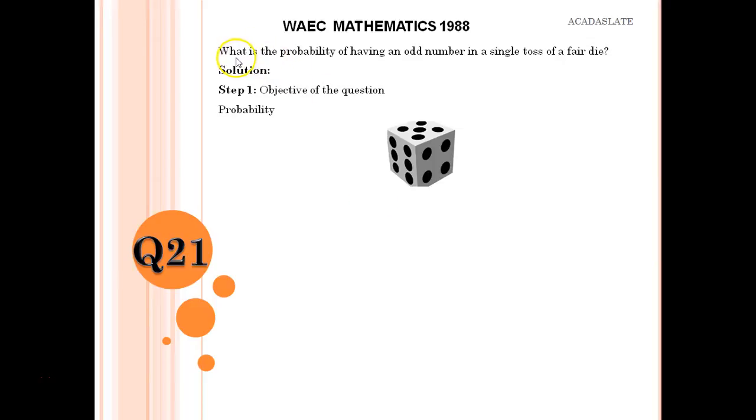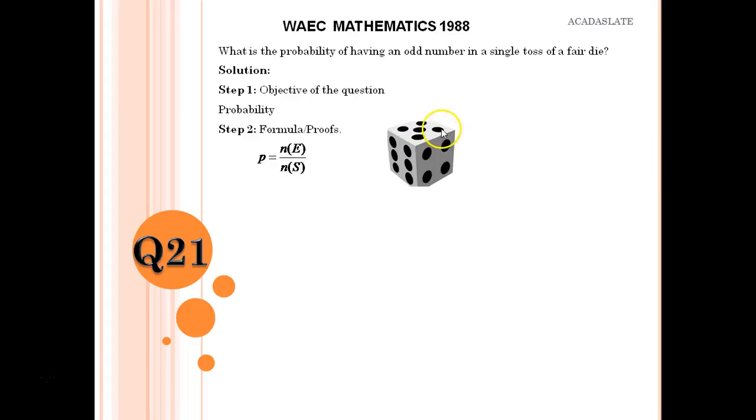The question asks, what is the probability of having an odd number in a single toss of a fair die? Solution. Objective of the question. The question is testing the knowledge of probability, that is experimental probability.